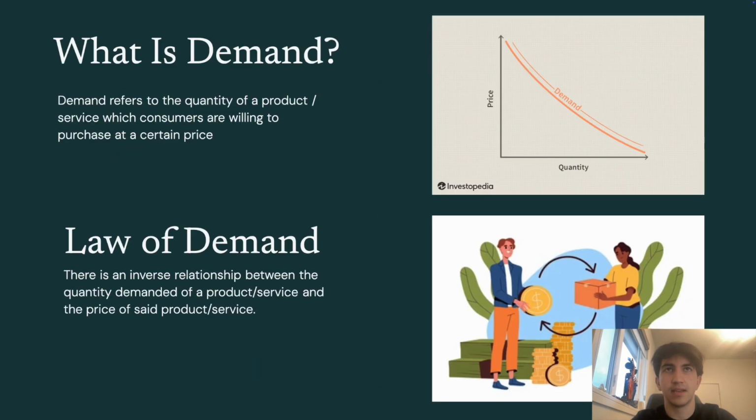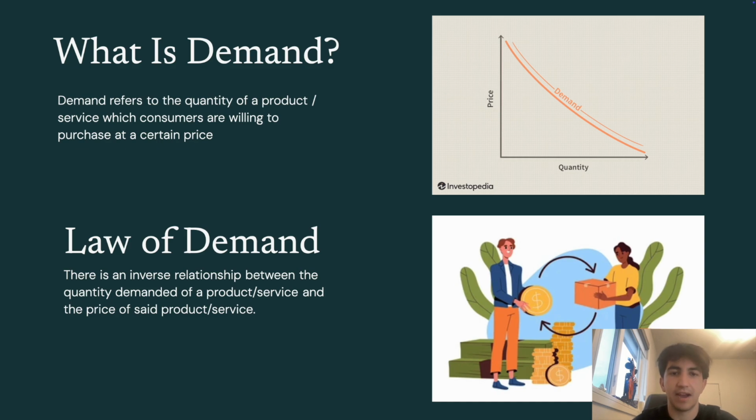So let's begin. First of all, what is demand? Demand refers to the quantity of a product or service which consumers are willing to purchase at a particular price. Now, whether you're purchasing a car or some oranges, your patterns will follow the law of demand, which states that there is an inverse relationship between the quantity demanded for a product or service and the price of said product or service. So if the price increases, you will demand less, and if the price decreases, you will demand more.